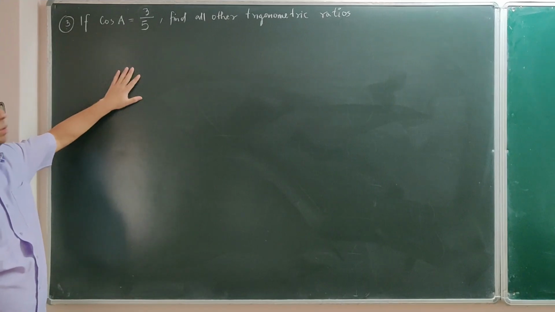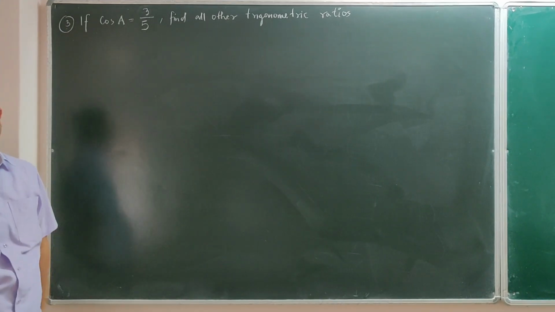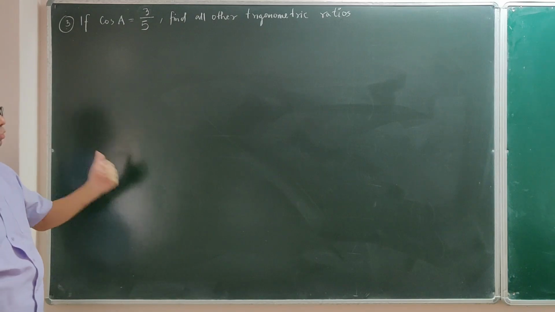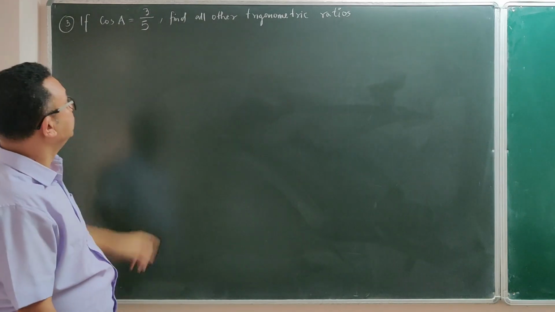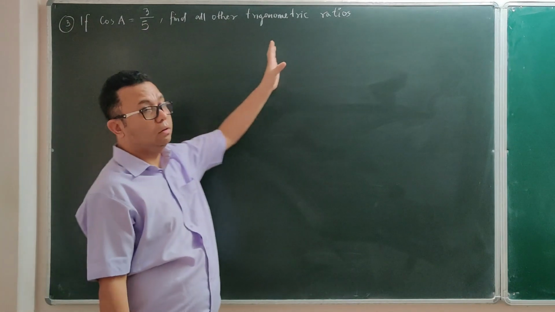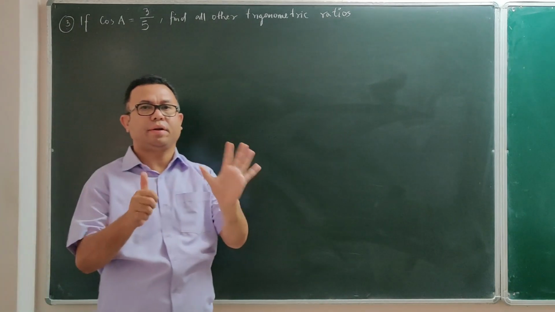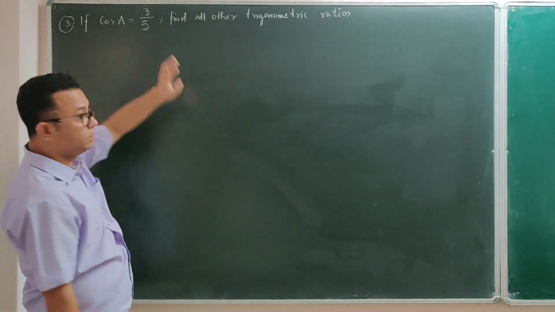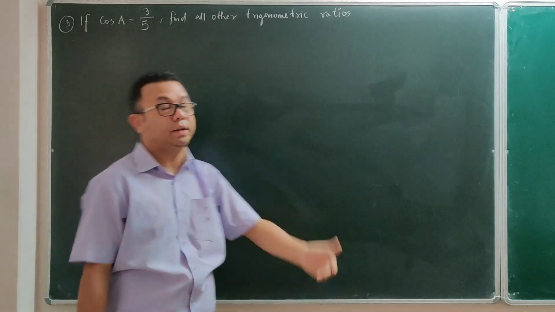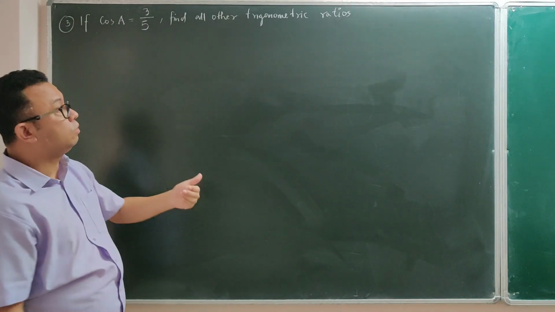Now have a look at this question. If cos A, our angle is A, it is not necessary to make a diagram. If you want, you can make a diagram also and do it. If cos A is 3 by 5, then find all other trigonometric ratios. You know that there are altogether 6 trigonometric ratios. Out of 6, 1 is given, and you are asked to find the other 5: sine, tan, cot, cosec, sec. That is what you have to find.